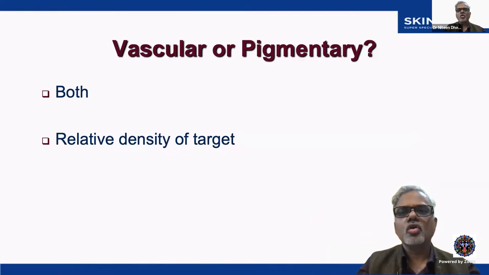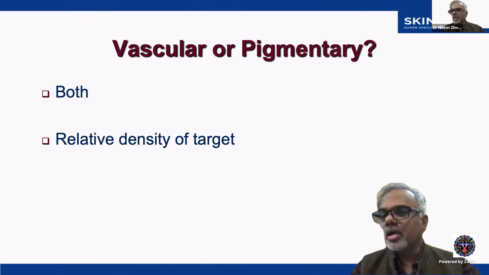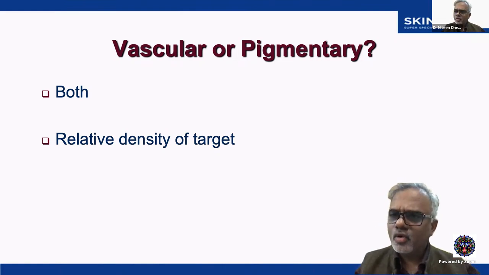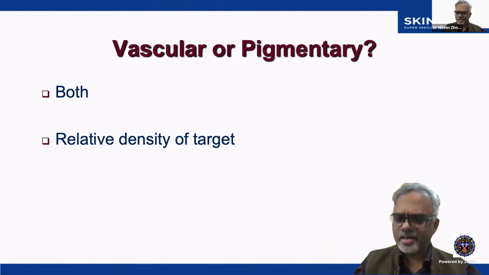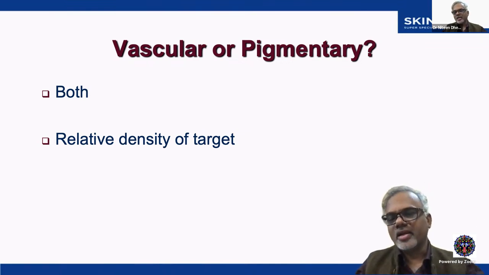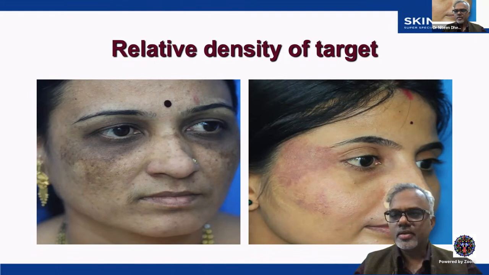So this 540, 570 wavelength, is it pigmentary or vascular? It's both. It's a relative density of target. If I fire the same on a hemangioma, it will be absorbed in hemoglobin. If I fire this on a capillary macule, it will be absorbed in melanin. So it depends upon where you are firing, which target is available in front to absorb that light. The same laser, if I fire on the pigment, will target the pigment. If I fire on the capillaries, it will target the hemoglobin.